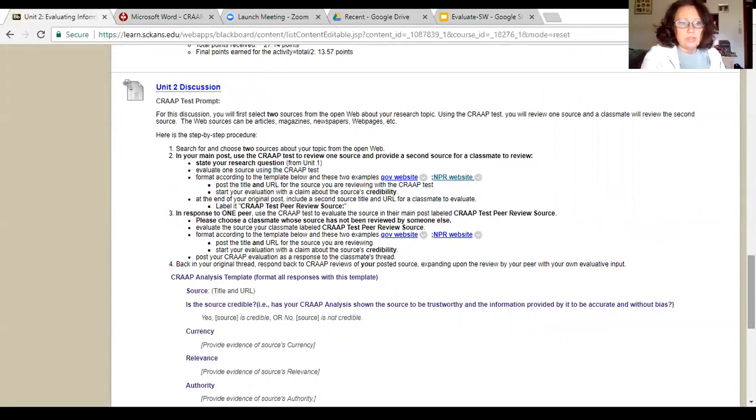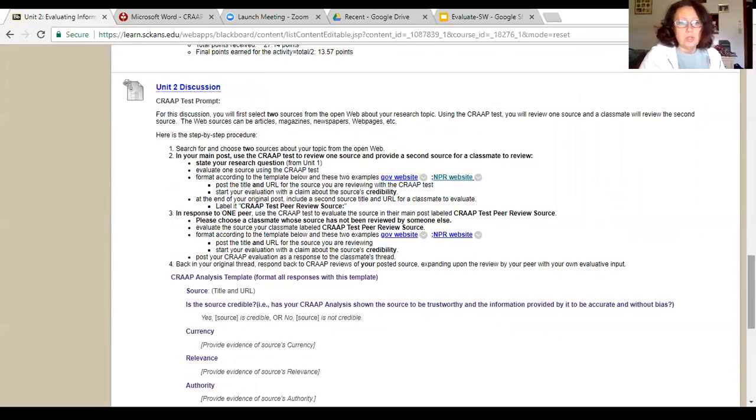So what you're going to do is it says to search for and choose 2 sources about your topic from the open web. Now, if one of your sources from last week that you chose was from Google or Google Scholar, whichever, you can go ahead and use that, and then go ahead and find another one about your topic.